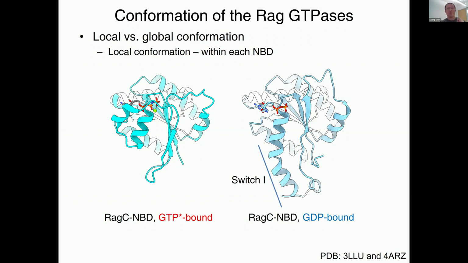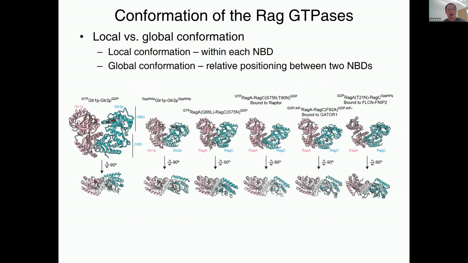However, the global conformation, which is the relative positioning between the two nucleotide binding domains, is very unique to the Rag GTPase. And over the years, when people carried out structural studies of this GTPase, people observed all kinds of conformations. For example, in the first column, when Rag A is bound to GTP and Rag C is bound to GDP, these two nucleotide binding domains rotate towards each other and form a closed conformation. However, in the second column, if both Rag A and Rag C bind GMP-PNP, which is a non-hydrolyzable GTP analog, you can see that Rag C's nucleotide binding domain starts to swing out and form a more open conformation.